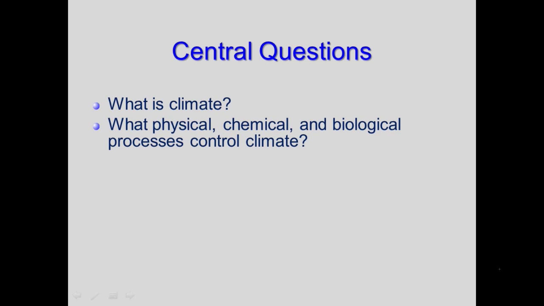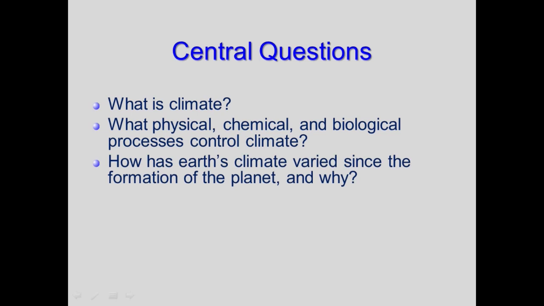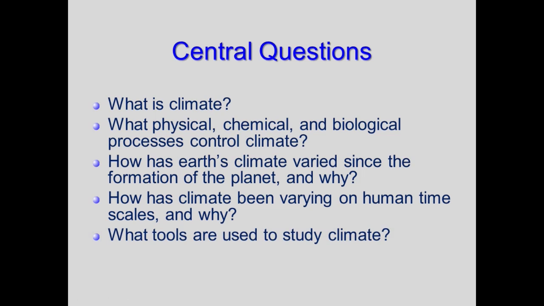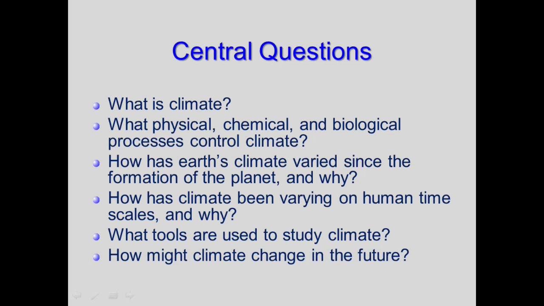We're going to address several questions that are central to the problem of global warming. First of all, what do we mean when we say climate? What exactly is climate? What physical, chemical, and biological processes control climate? How has Earth's climate varied since the formation of the planet, and why? How has climate been varying on the timescale of human history, and why? What tools are used to study climate, and how might climate change in the future?